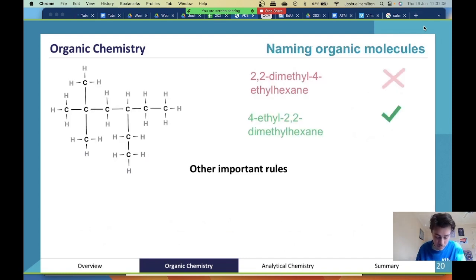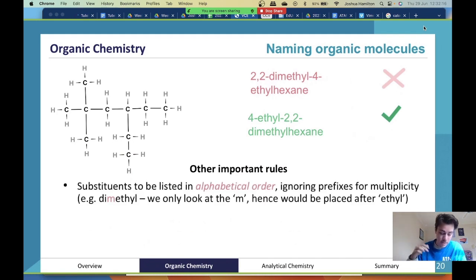What's really important here is that you also know your other important rules. Substituents must be listed in alphabetical order, and it's really important that you ignore the prefixes for multiplicity. If you have multiple prefixes, here we've got a molecule that's 1, 2, 3, 4, 5, 6. It could have gone down that chain or to the other side chain, it doesn't really matter. You've got a side chain here, and a double side chain here. Methyl takes higher priority over ethyl. We'll learn about this later, please don't worry about it. It's just that the shorter the side chain, the bigger the priority.